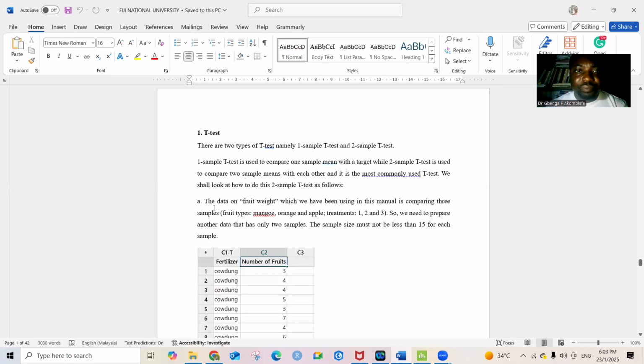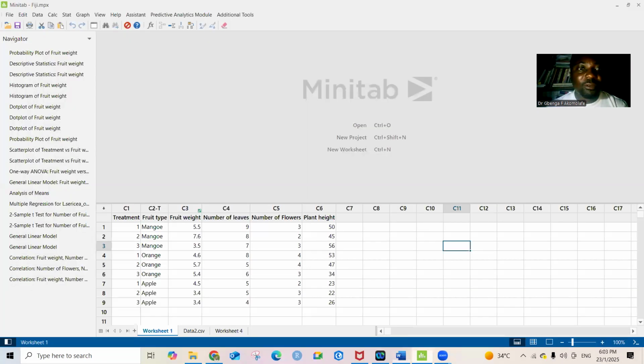So we're going to demonstrate how to carry out the two sample t-test, and then from there, we'll continue. So now the data that we have been using on fruit weight, I'm going to go back to that data. Let me open back the Minitab software. If you remember the last example we did, we used this data, but for t-tests, I need to make this clear. If you are doing t-tests, the least sample size of each population that you are comparing must be 15. That means, for example, this mango plant, we have only 3 here. That means we cannot use this.